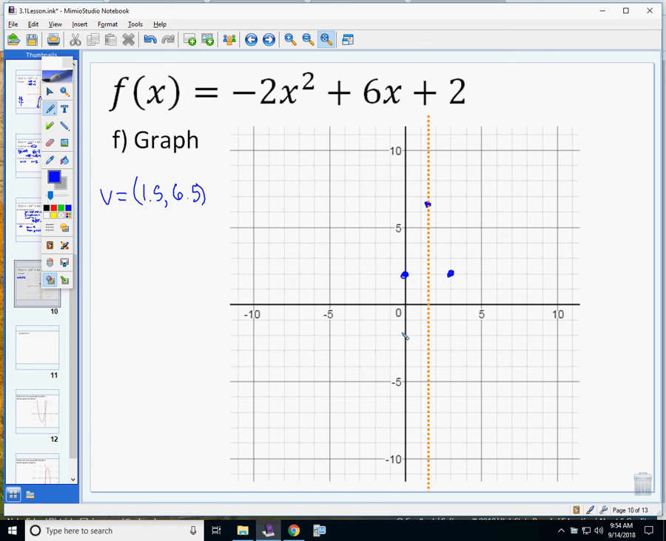And then we said we had x-intercepts at 3 plus or minus square root 13, and then that whole thing divided by 2. Now that's approximately 3.3 and negative 0.3. And we can draw our line going up through the dots.